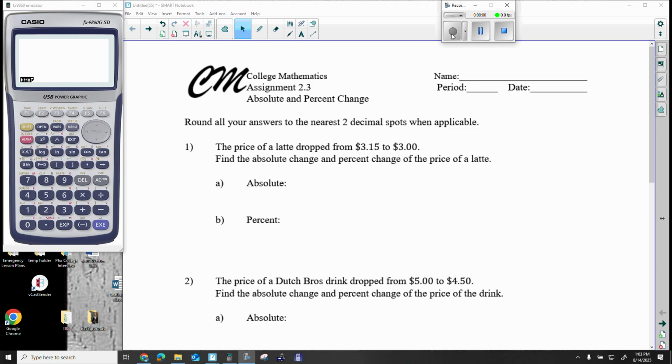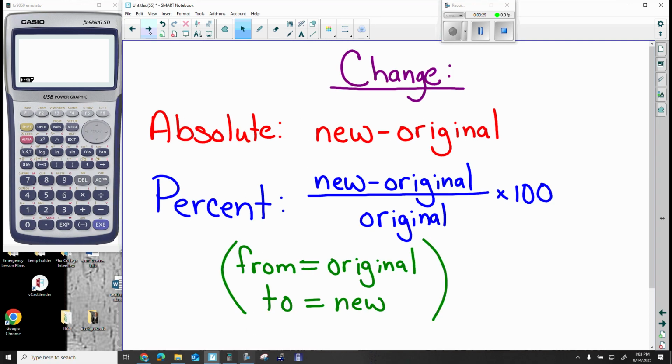2.3 is all about changes. We're going to focus in on two different types of changes, and that is absolute change and percent change. So before we get to the problems here, let's go to the formulas that we're going to be using today. Again, if you need to, take this moment to pause the video and write down the formulas on your formula sheet so you know what you're doing.